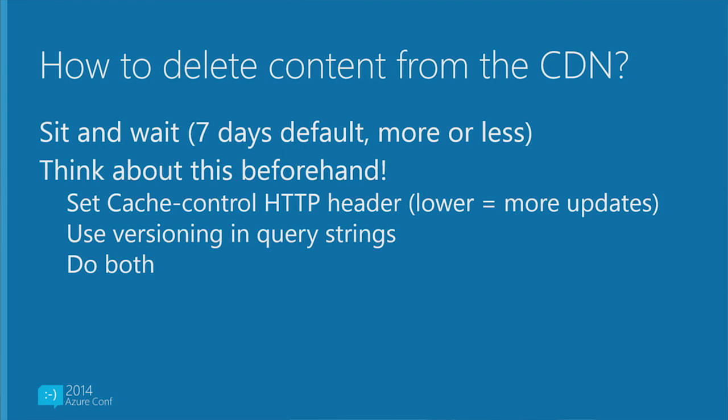Before you do this, you have to think about this, because you want to be able to update your content, right? So things to do is set your cache control header there. If you put it to a lower value, you will get more updates, but you will also get more requests to the origin. So if you're using, for example, a cloud service as the origin, you will get more requests to that cloud service. Another approach is to use versioning, which is an interesting thing. And the best thing, of course, is to use versioning and setting the cache control header.